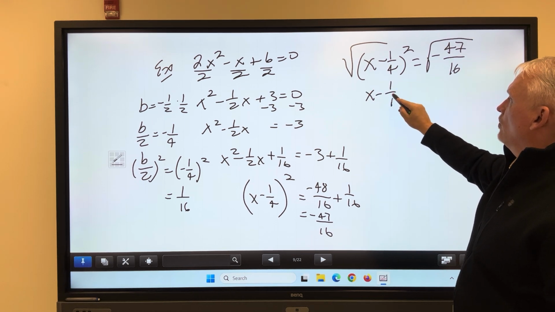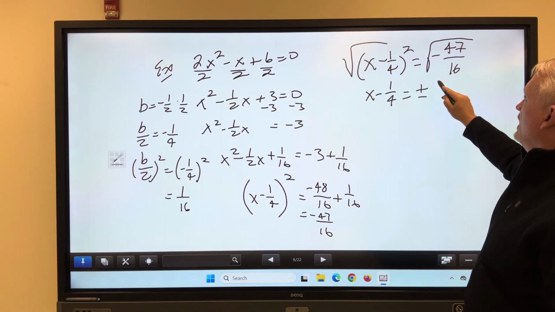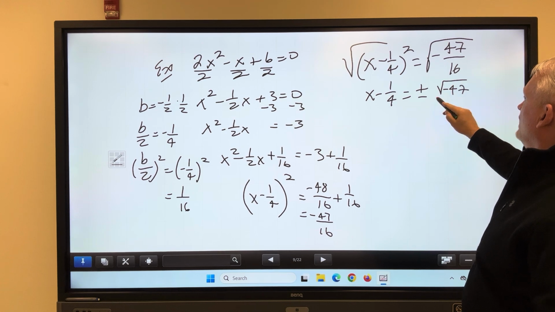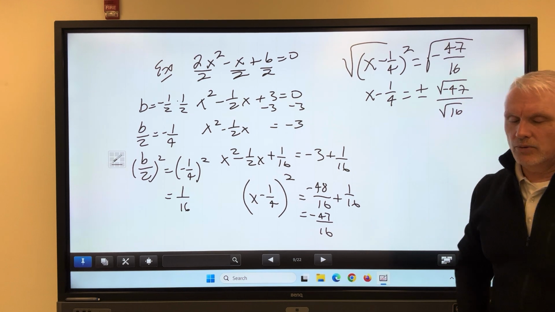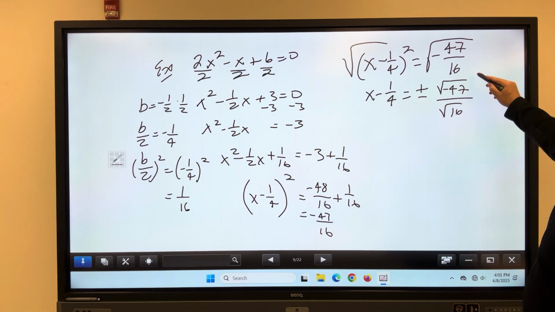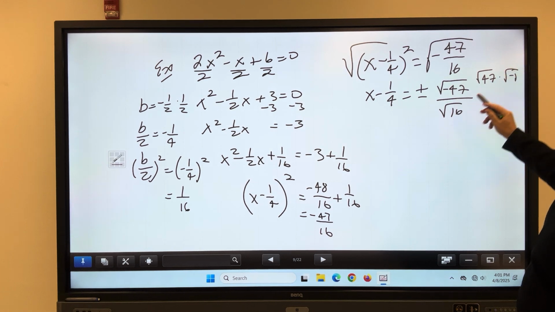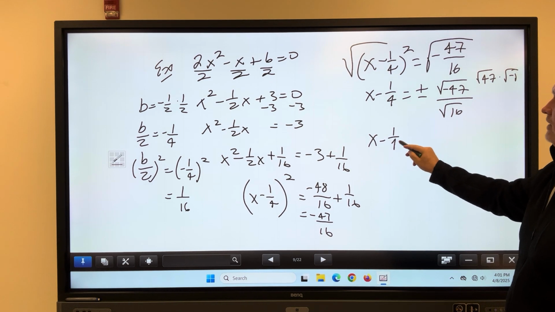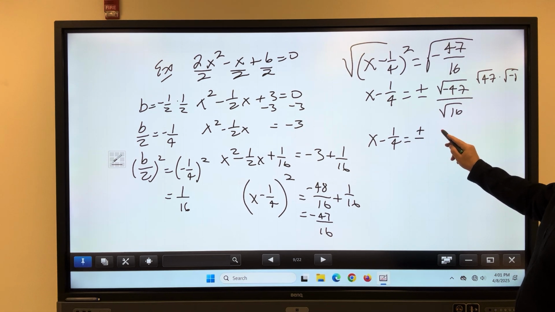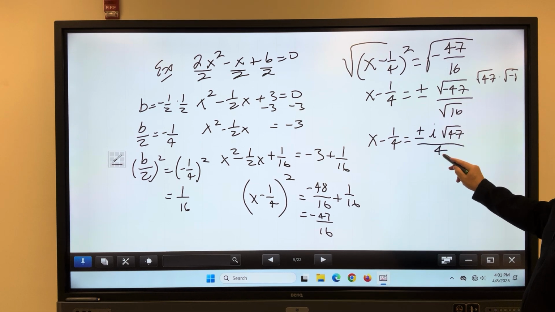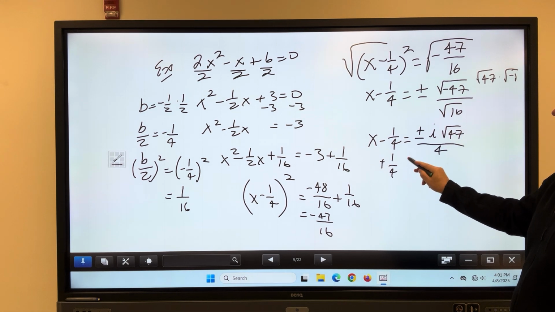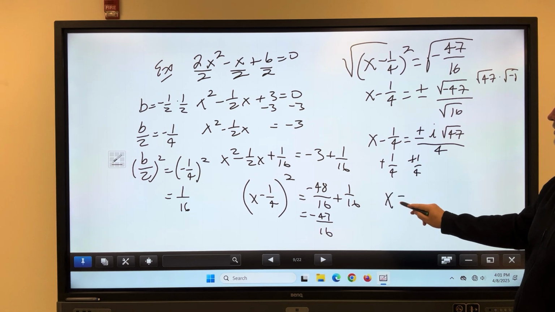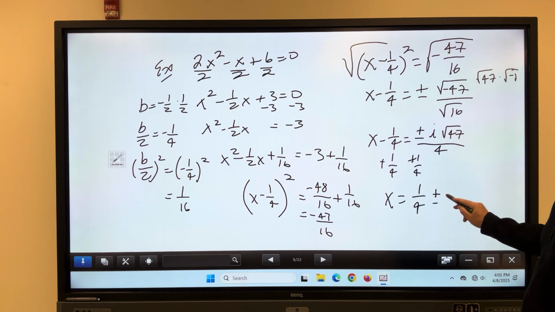X minus 1/4 is equal to plus or minus the square root of negative 47 over the square root of 16. How do I get that negative out? Well, this is like saying the square root of 47 times the square root of negative 1. So I have x minus 1/4 is equal to plus or minus i radical 47 over 4. Move the 1/4 to the other side, add 1/4. x is equal to 1/4 plus or minus i radical 47 over 4.